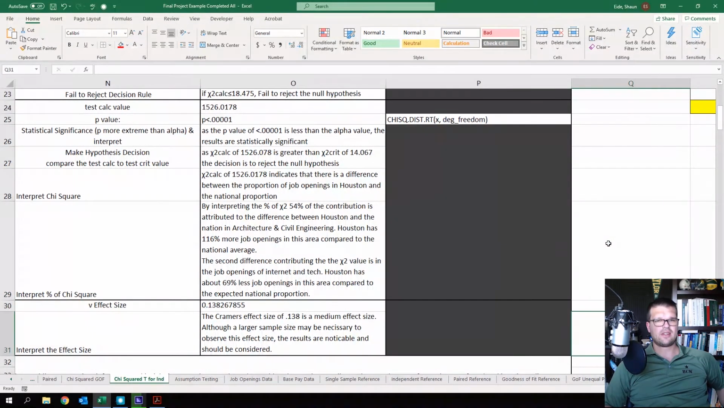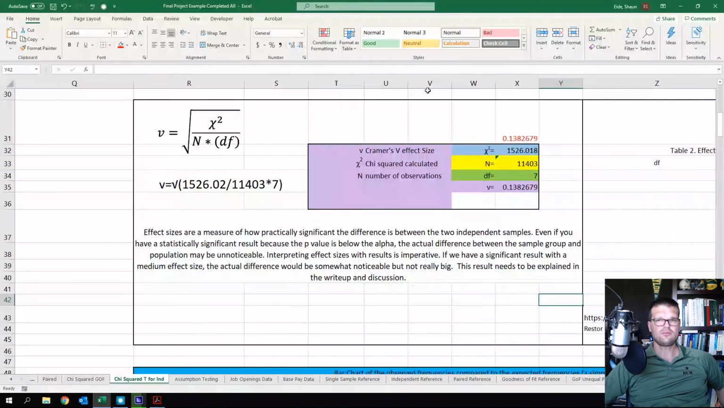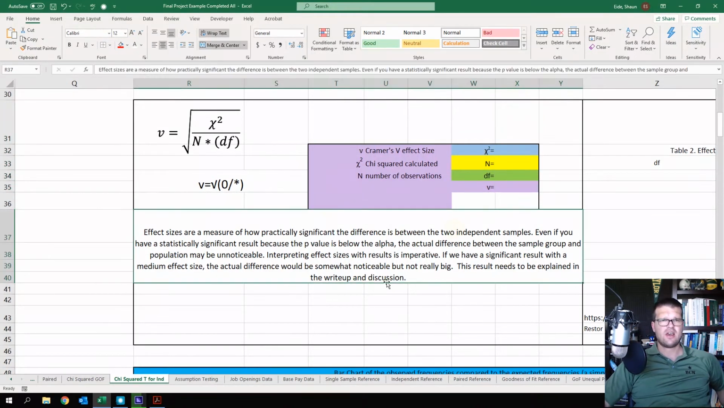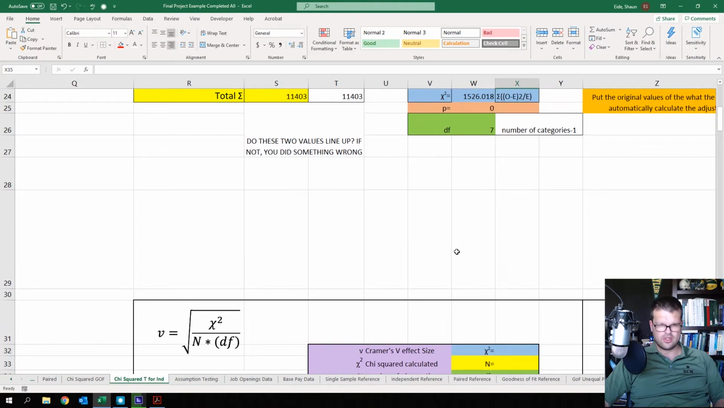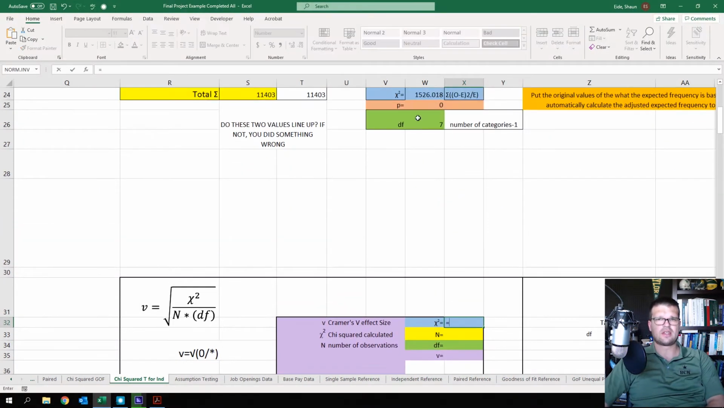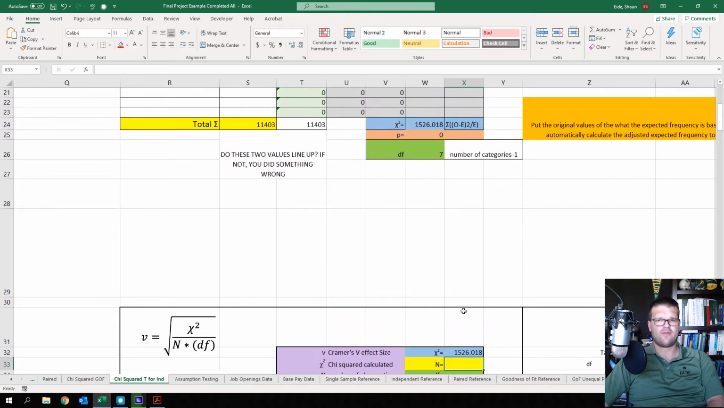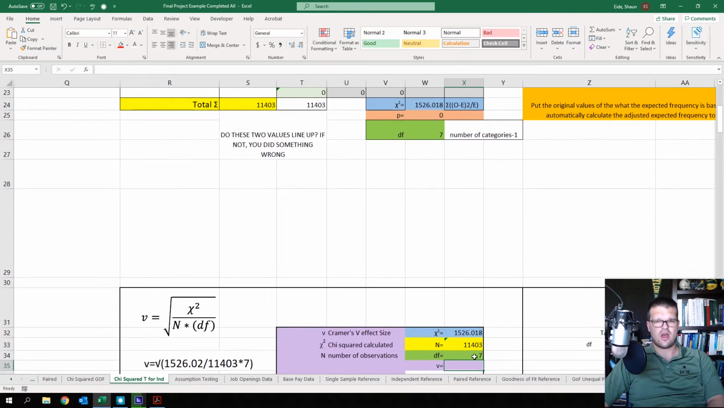The next thing that we need to do is determine the Cramer's V. Cramer's V is an effect size. And so we're going to look at Cramer's V, and in order to look at it, we need to have a few pieces of information. First, we need the chi-squared value. So we've got the chi-squared value. Now we need the total number of observations, and then we need the degrees of freedom.